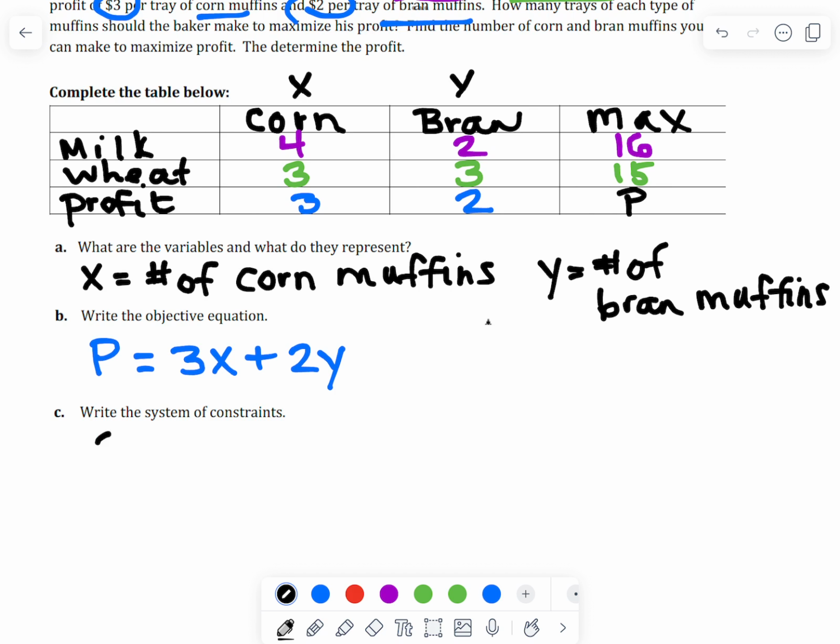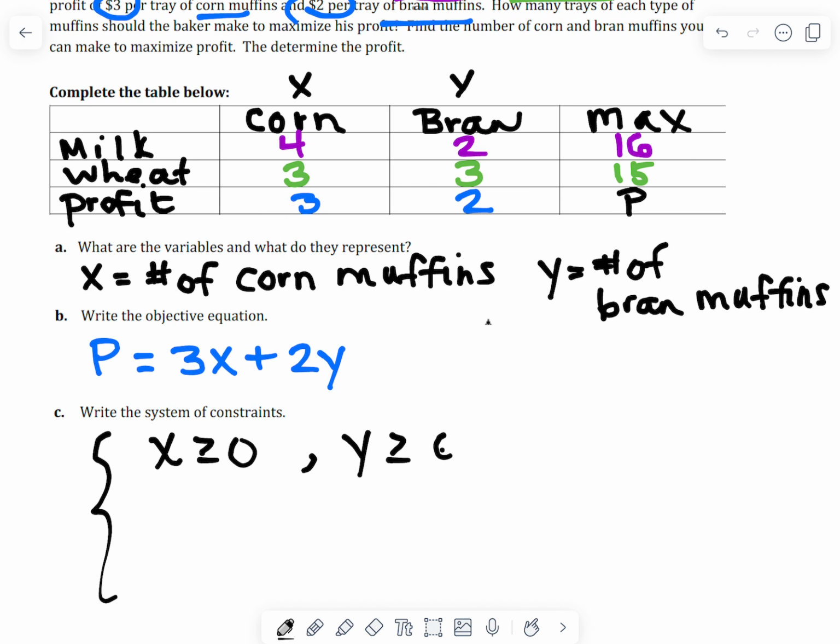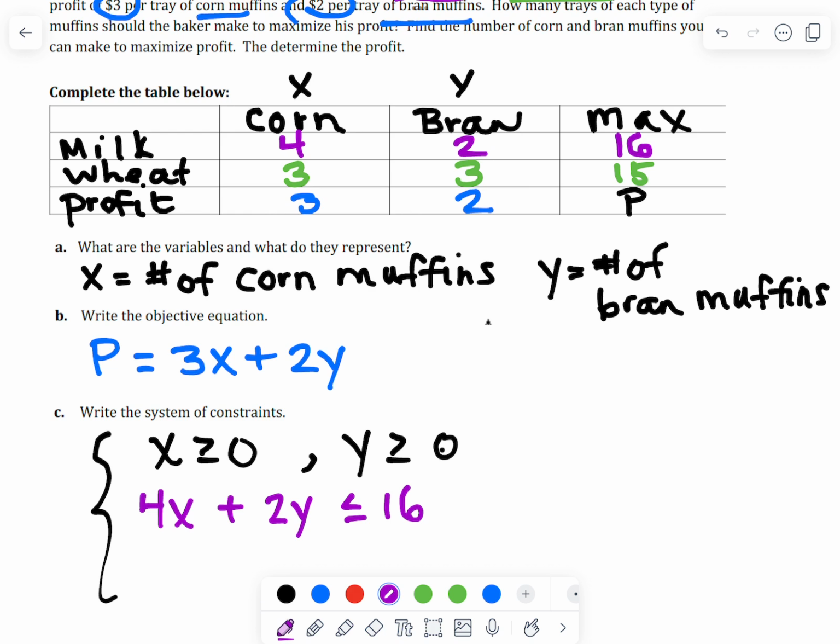Then we have our constraints. We cannot have a negative amount of corn muffins or a negative amount of bran muffins. So that's going to make our graph in the first quadrant. Then we have the constraint on the milk: 4x plus 2y less than or equal to 16. So that's your milk. Then we have the wheat restriction: 3x plus 3y less than or equal to 15.